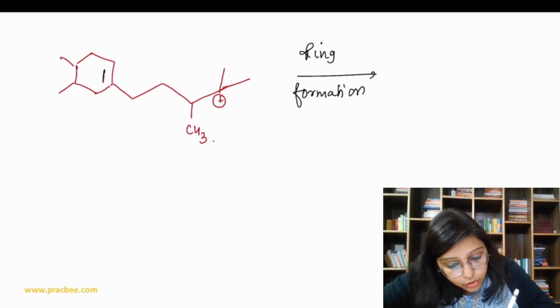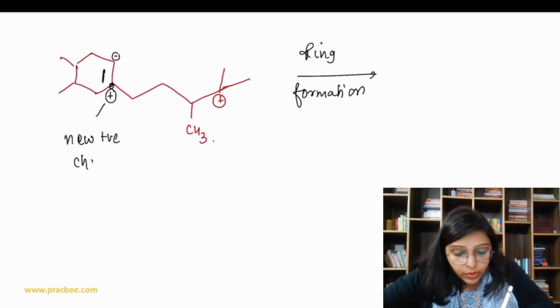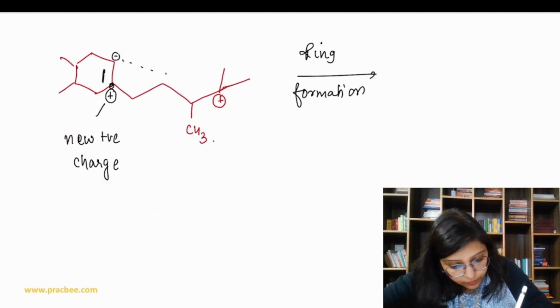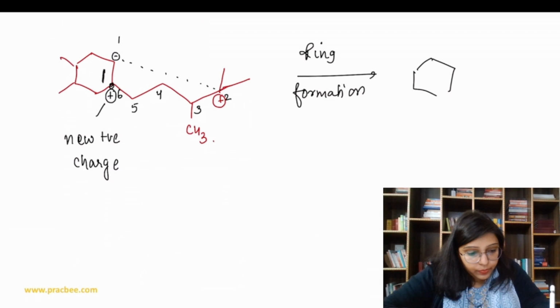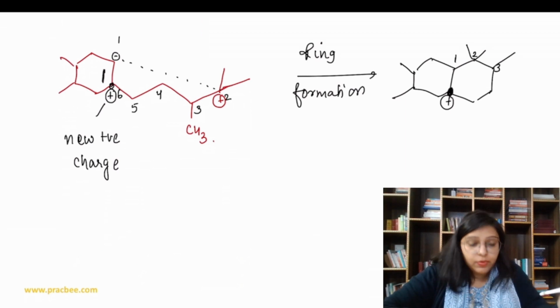So electron of this bond shifts over here. So we have negative charge over here, and new positive charge will generate over here on this carbon. New positive charge will be on this carbon. So let's form bond. So now 1, 2, 3, 4, 5, 6. Clear? 1, 2, 3, 4, 5, 6. So let's form 6-membered ring. So we get positive charge over here on this carbon, positive charge. This is 1-number carbon. On 2-number carbon, we have 2 methyl group. This is 2-number carbon. Then 3. On 3-number carbon, we have 1 methyl group.